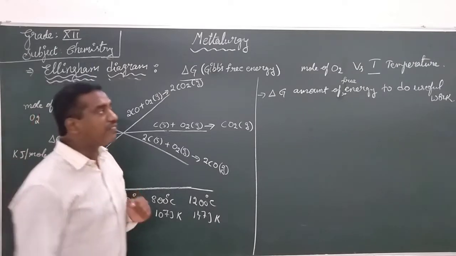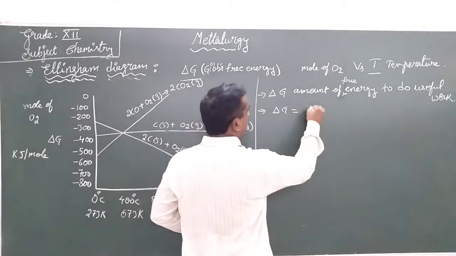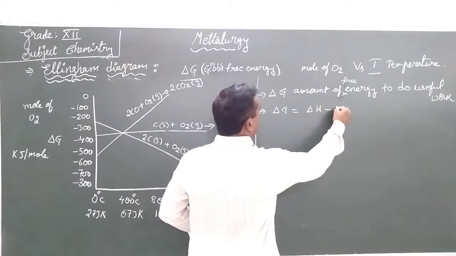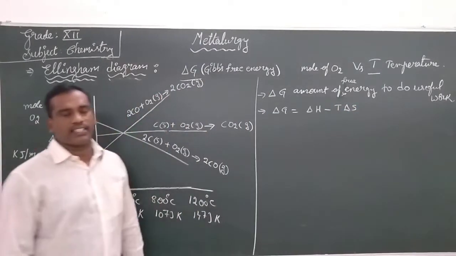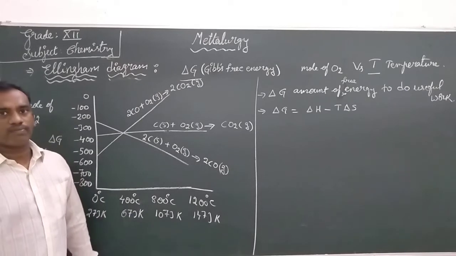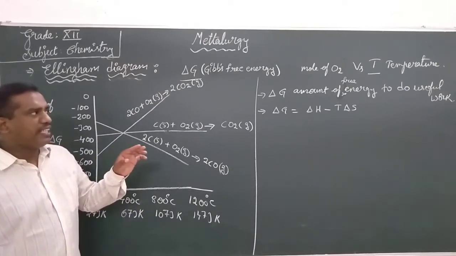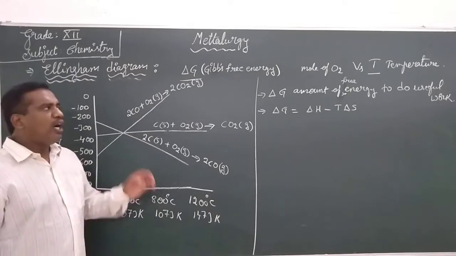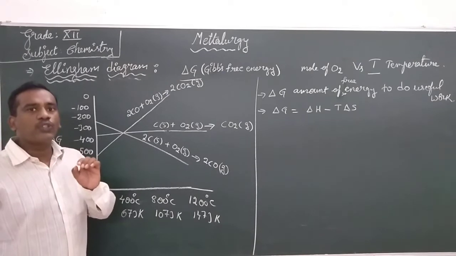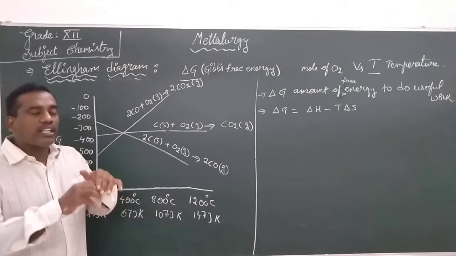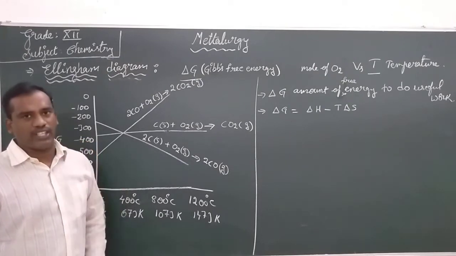We have one equation also there: delta G is equal to delta H minus T delta S, from the first year. What are these terms? Delta G, we came to know, is the amount of free energy to do useful work. It is not the complete free energy. It is just a part of the free energy.